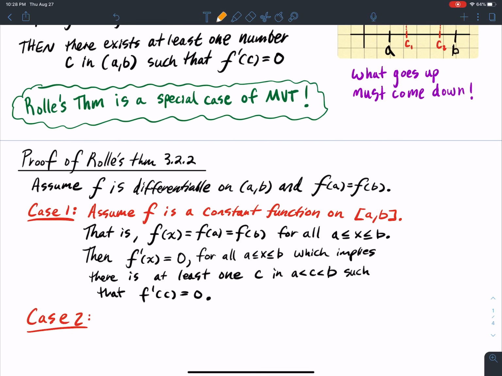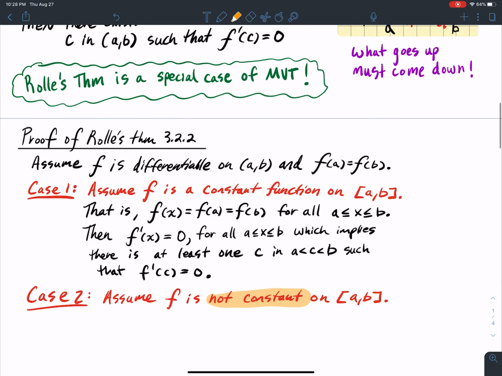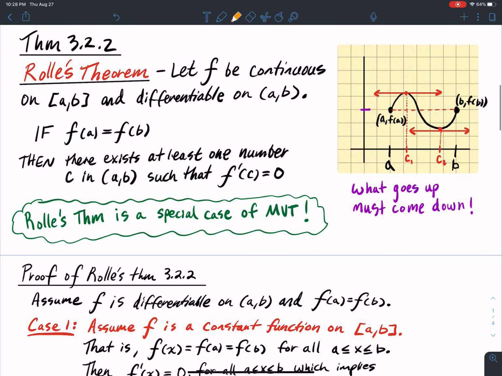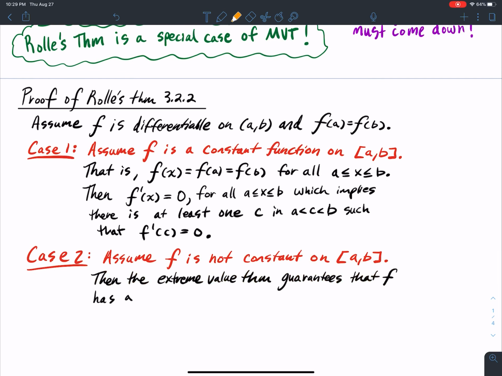Now, case 2. So I'm breaking it up into two cases. Either I'm a constant function or, guess what? I'm not a constant function. Okay, so now I'm assuming that it's no longer a straight line. So it's like this scenario here. It's not a constant function, all right? So it's not constant on a to b.